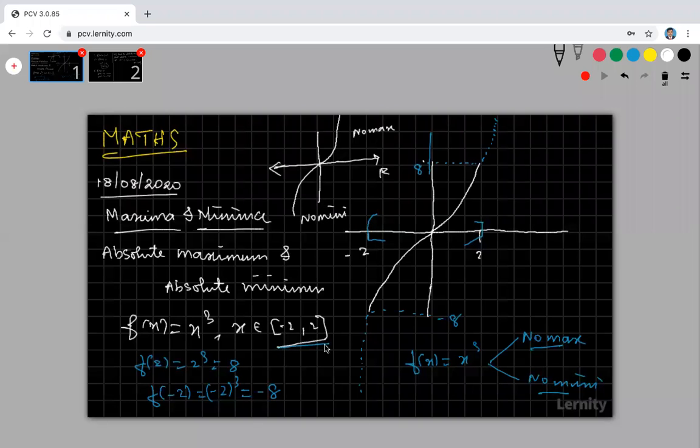That means an interval is given. In this interval, what is the maximum value and the minimum value for this function? That is called the absolute maximum and minimum. So you can note that if an interval is given, within this interval you have to find the maximum and minimum, and that is the absolute maximum and minimum.